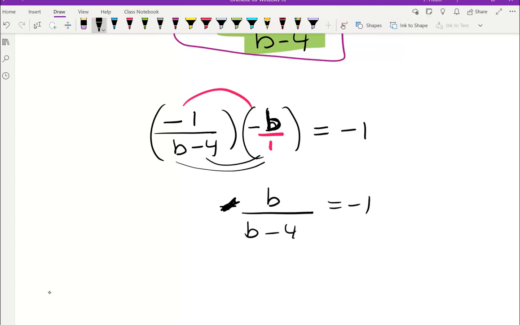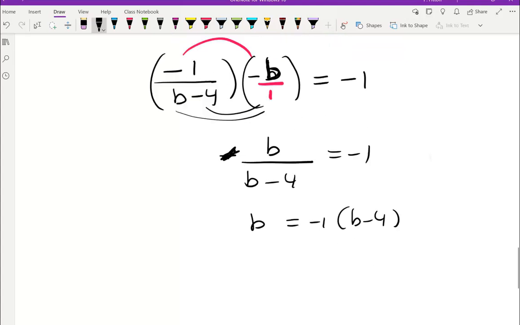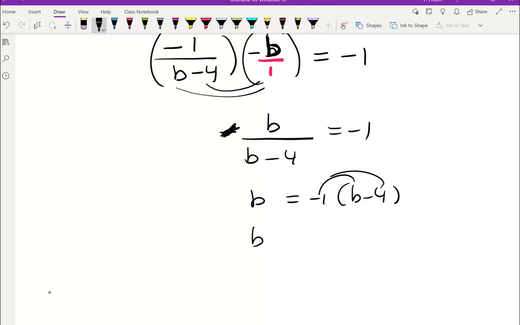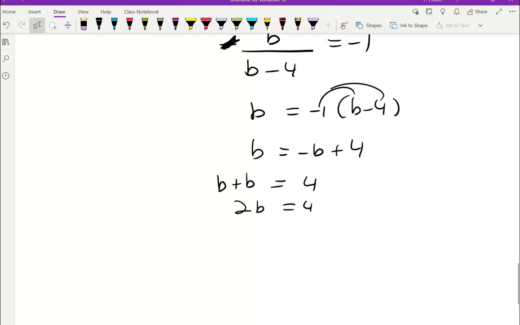That must be equal to minus 1. We can cross multiply, and then multiply the minus 1 into the bracket, giving us minus b plus 4. Bring b over, so I have b plus b is equal to 4. 2b equals 4. 2 is multiplying b, so when it comes over it divides, and b is equal to 2.